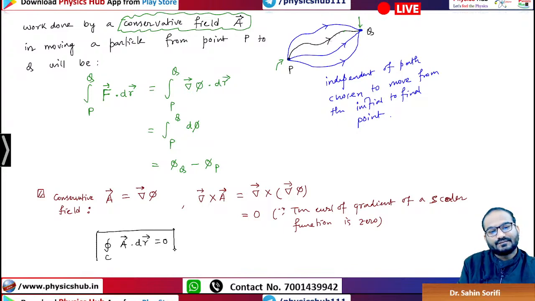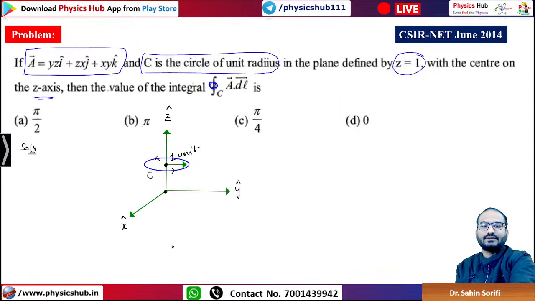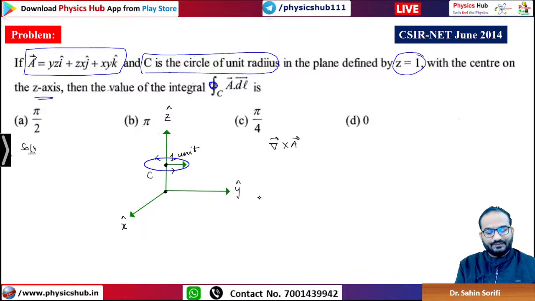Okay, this will happen because this vector field A is conservative in nature. So let's evaluate this. First of all, let's check whether this function is conservative or not. To do that, we have to calculate curl of A. What is curl of A? Can you calculate curl of A?